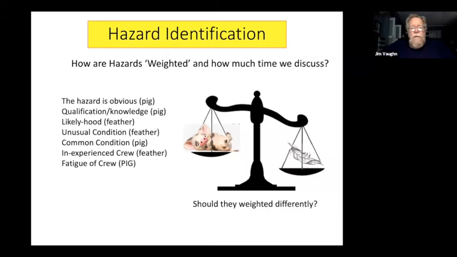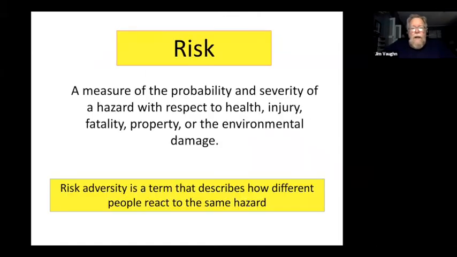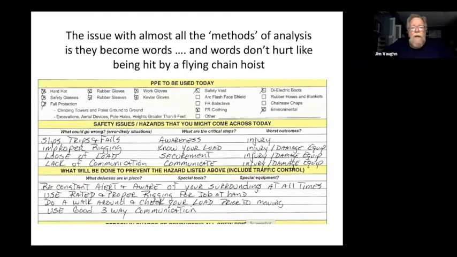Is an unusual condition a feather? Well, yeah. Now, see, here's where the feather is heavier than the pig. Inexperienced crew, that's a heavy one. Fatigue on the crew, it could be, but what happens when we have fatigue? What happens when we're working long hours, or when we're working in storms? We tend to make greater, more accurate observations and take our time getting ready to do things and figuring out what's going on. So the other part is risk, whether or not risk makes a big deal.